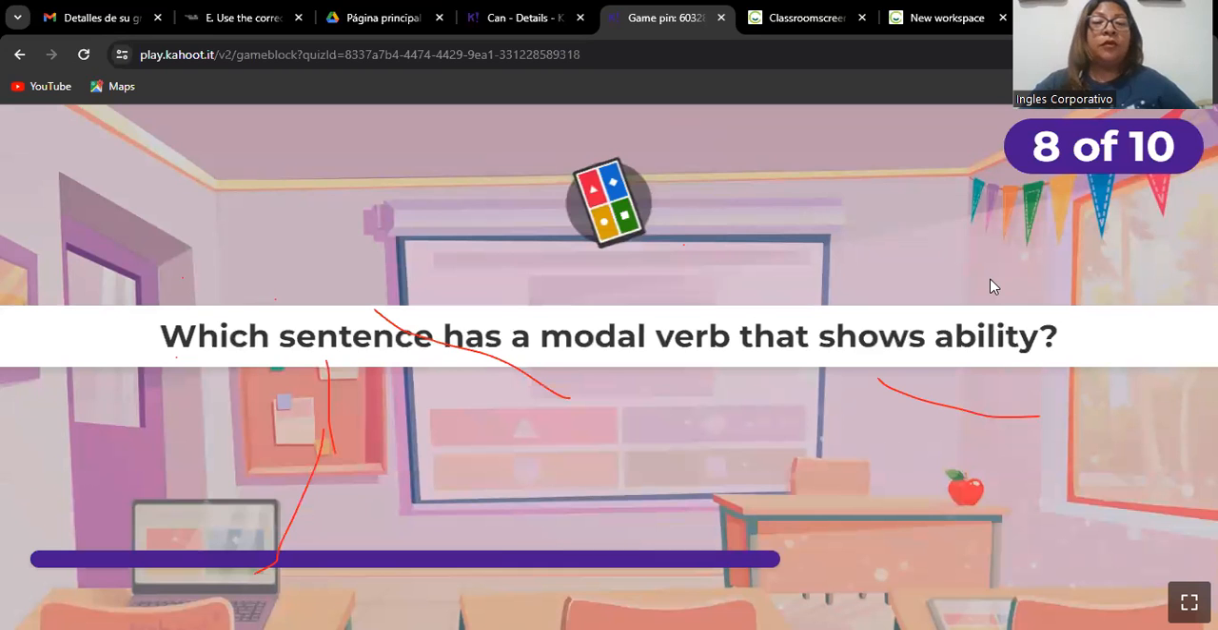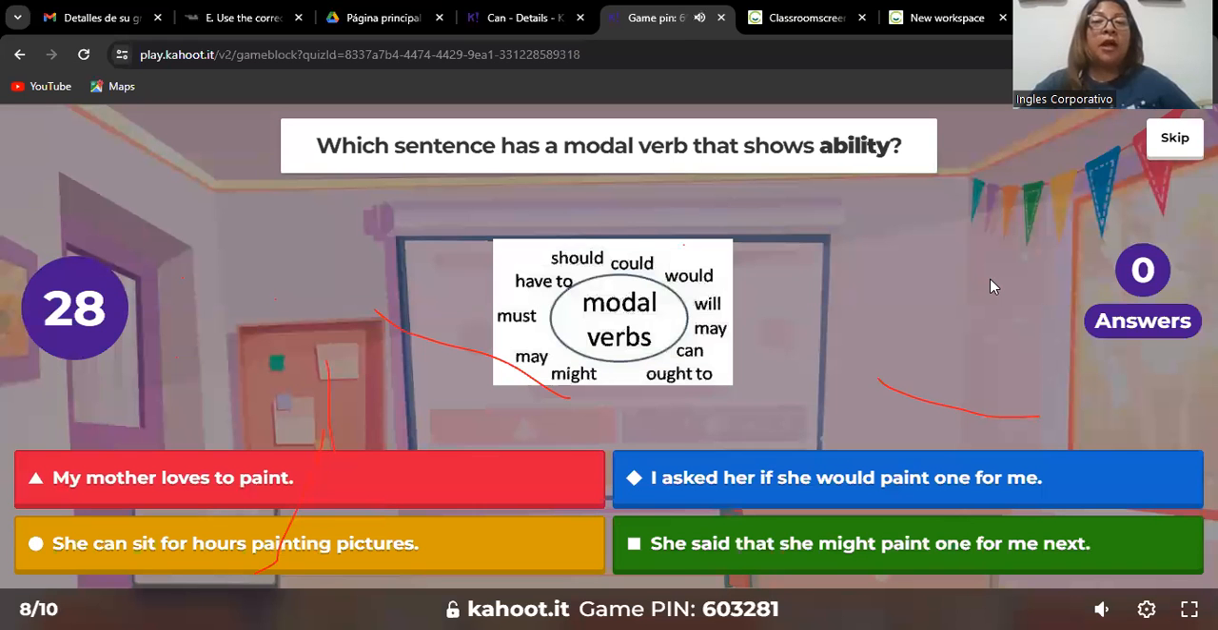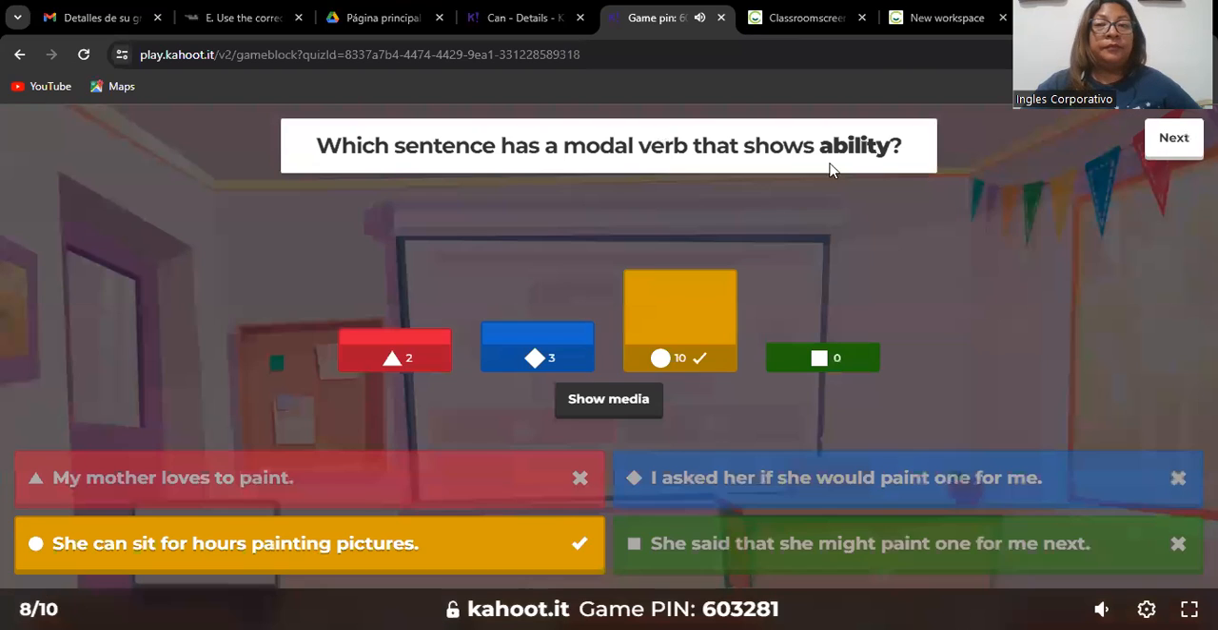Which sentence has a modal verb that shows ability? En este caso, ability. My mother loves to paint. I ask her if she will paint one for me. She can sit for hours painting pictures. She said that she might paint one for me next. Okay, she can sit for hours painting pictures. Muy bien, an ability.